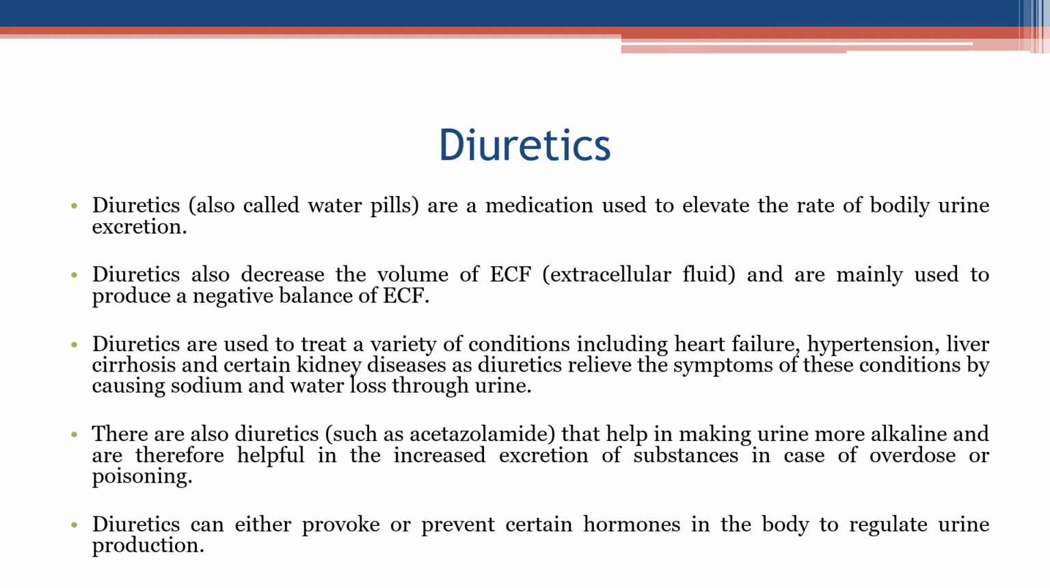There are also diuretics, such as acetazolamide, that help in making urine more alkaline and are therefore helpful in the increased excretion of substances in case of overdose or poisoning. Diuretics can either provoke or prevent certain hormones in the body to regulate urine production.